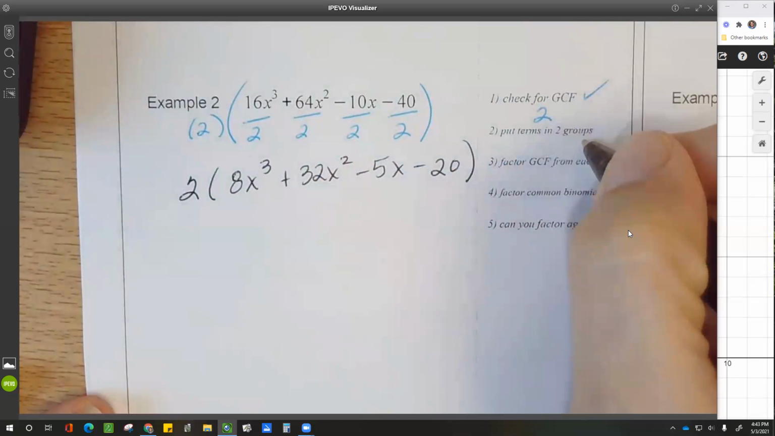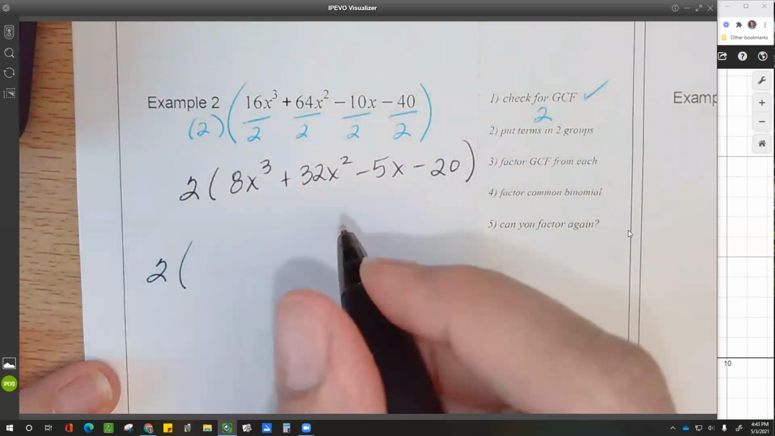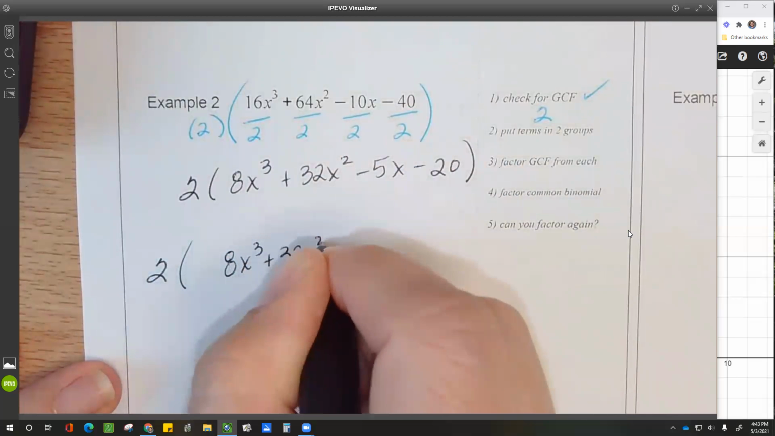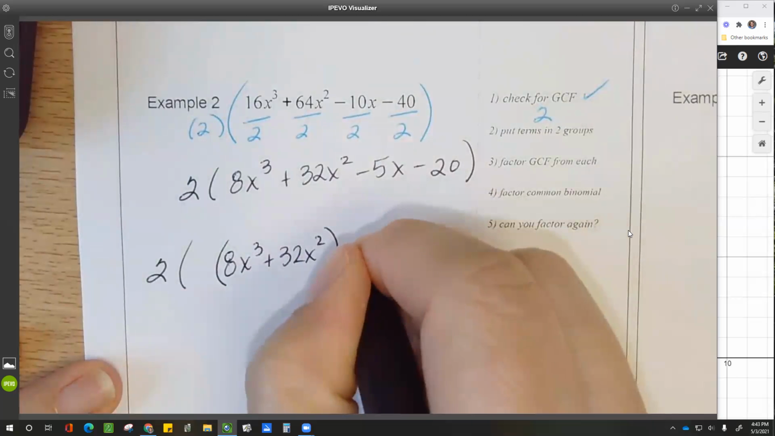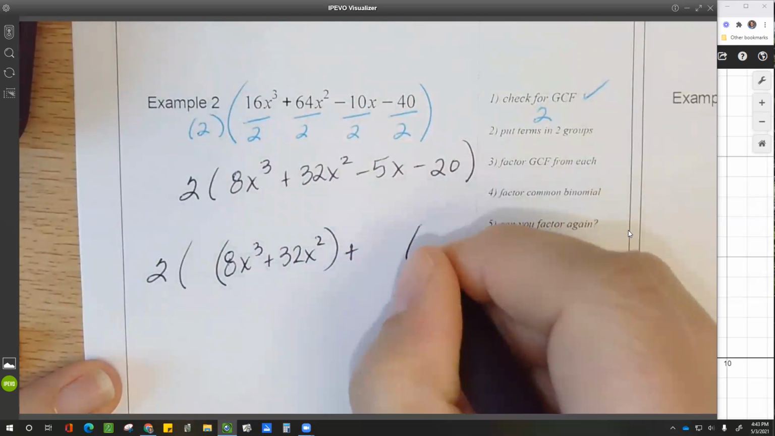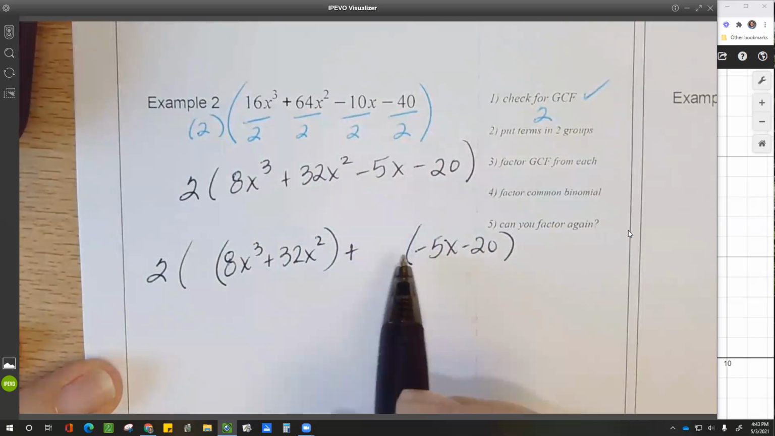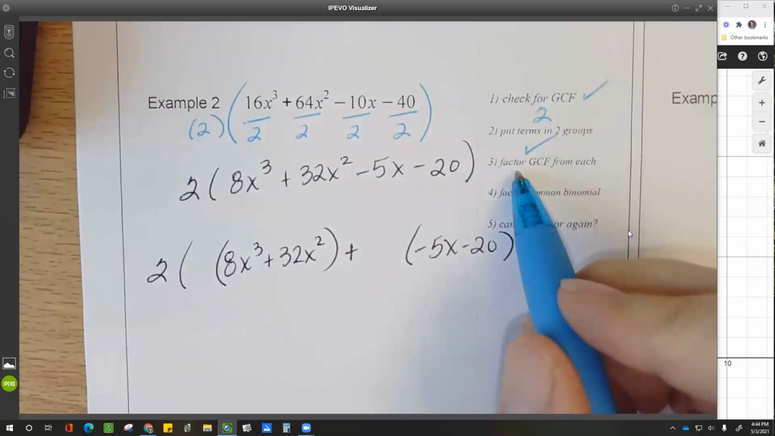I need to put my terms in 2 groups. I'll do first 2 plus second 2. First group is 8x cubed plus 32x squared. Leave a little space here. Plus negative 5x minus 20. I have a negative, I keep it with the number so that I can add my groups. Next, factor GCF from each group.